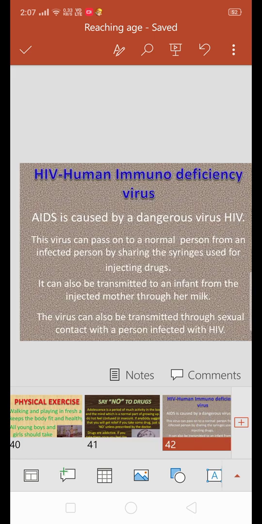One more thing is the infection of AIDS or HIV. This virus can pass from an infected person to a normal person by sharing a syringe, and it is also transmitted from an infected mother to her infant. The virus is also transmitted by sexual contact. So it is important to take care and precautions.